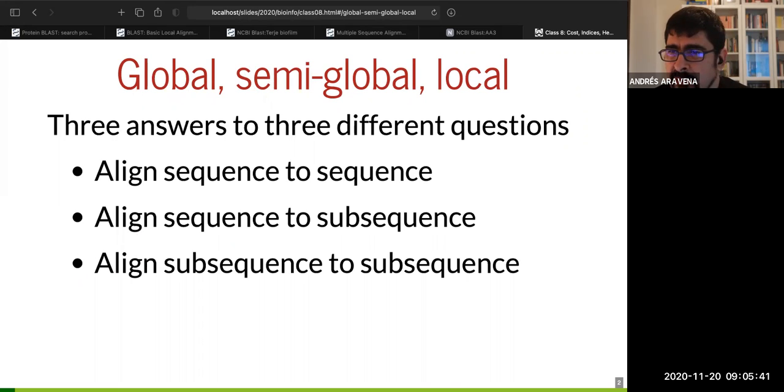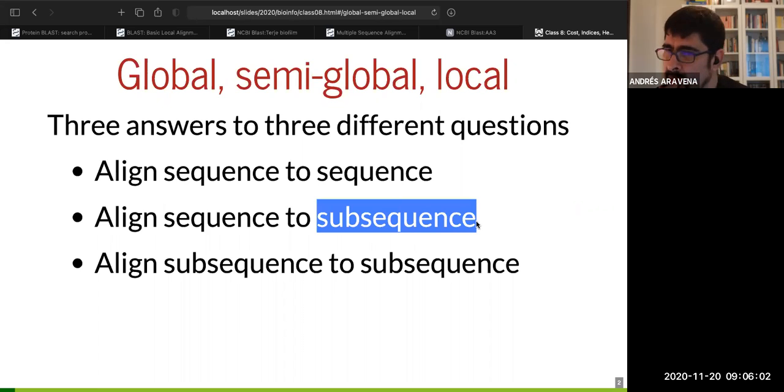We have spoken about global, semi-global, and local alignment. Essentially, there are three different questions, and you should keep in mind that there are three different answers for three different questions. The word that I want to introduce here is subsequence. It essentially means a part of a bigger sequence.